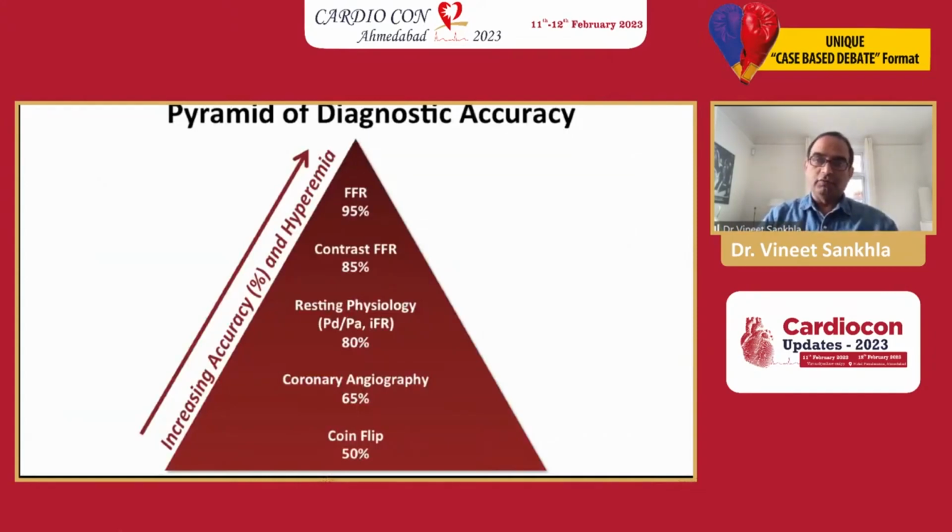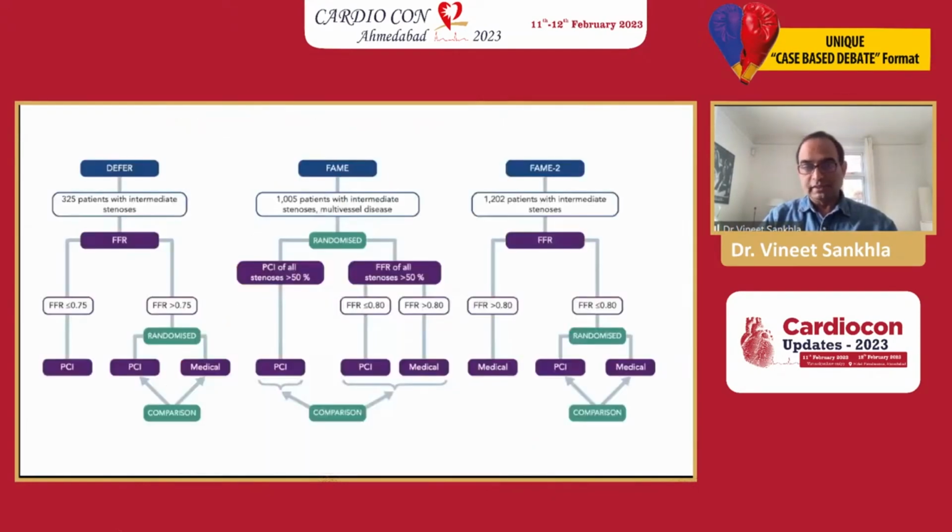This I'll come to with the future trials. This is about the pyramid of diagnostic accuracy. If we just do a coronary angiography, it is correct only 65% of the time; 35% of the time it may be erroneous. With FFR, you are almost 95% certain that this patient has a physiologically significant stenosis. And these were the initial landmark trials which came out of physiology, the FFR.